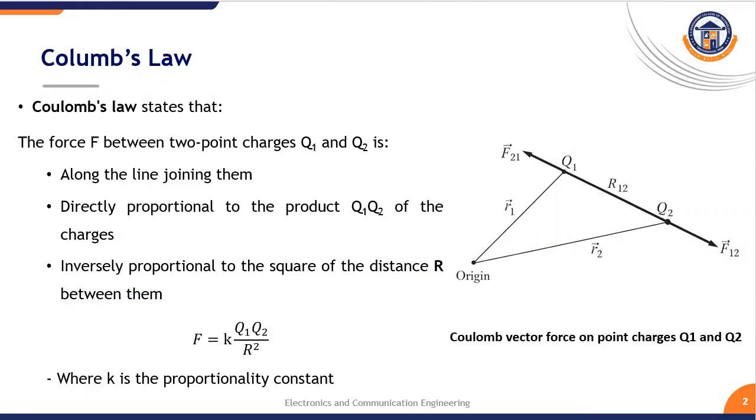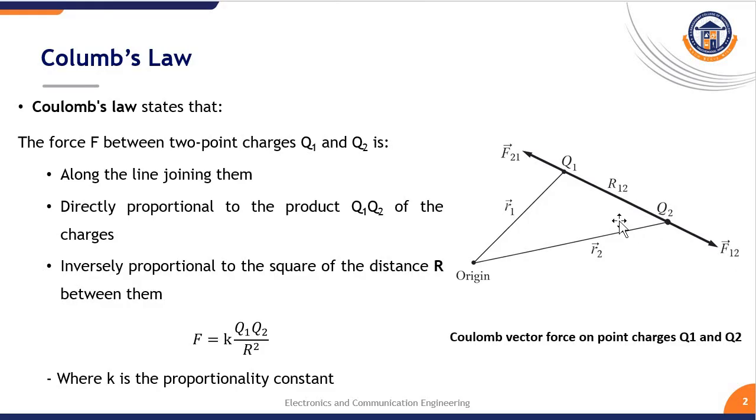Coulomb's law states that the force between two point charges Q1 and Q2 is along the line joining them, directly proportional to the product Q1 Q2 of the charges and inversely proportional to the square of the distance r between them. The force can be written as F equals K into Q1 Q2 divided by r squared, where K is the proportionality constant. So these are the two point charges Q1 and Q2.